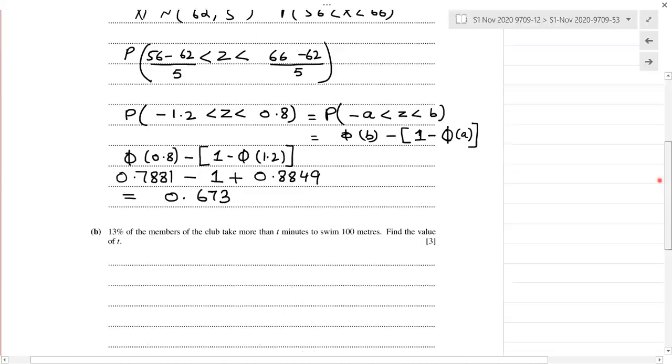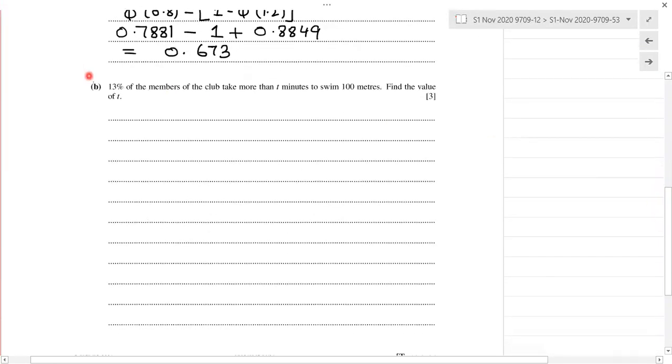So now we move on to part B. 13% of the members of the club take more than t minutes. Now this is not t seconds, this is t minutes to swim 100 meters, find the value of t. So we have to keep in mind that this is in minutes.